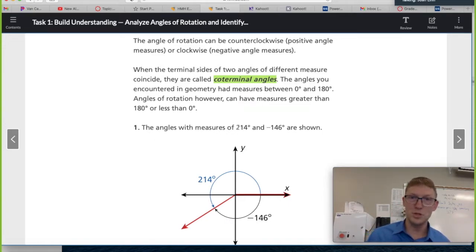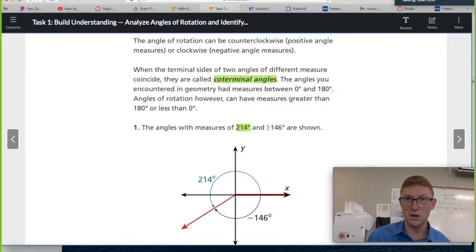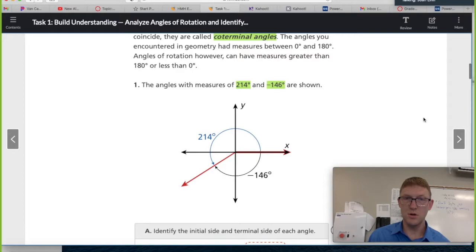Angles with measures 214 and negative 146. So how is that going to work? I'm sure you can already see on the picture. So your 214 degrees goes all the way around, and it is the same as our negative 146.